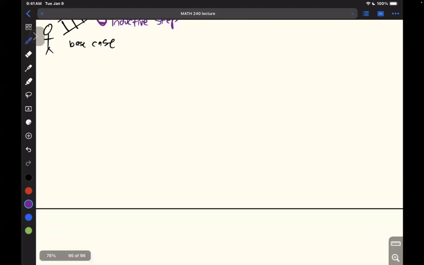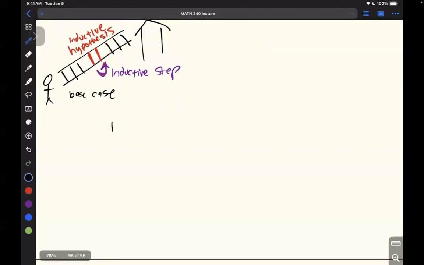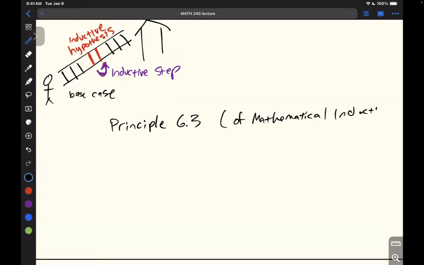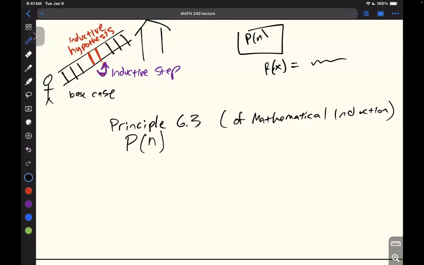So yeah, the book has what it calls principle 6.3, the principle of mathematical induction, which says we have some formula or predicate P of n. And if you're familiar with f of x is equal to some equation, this is the same sort of thing, where P is basically just a function. And so we've got some function P of n, where we take n as input, and then we have some output as a result.